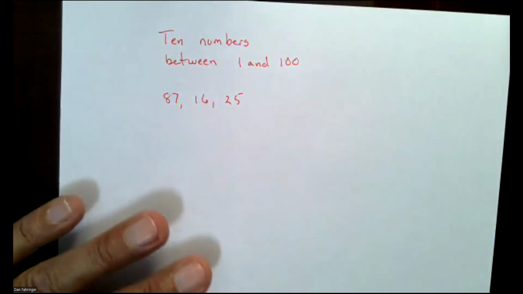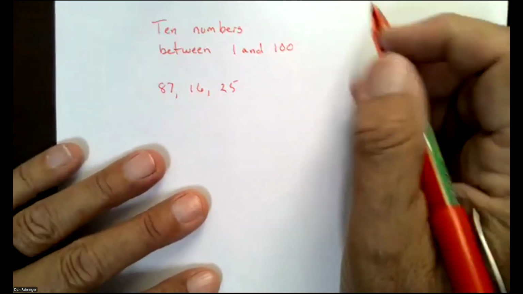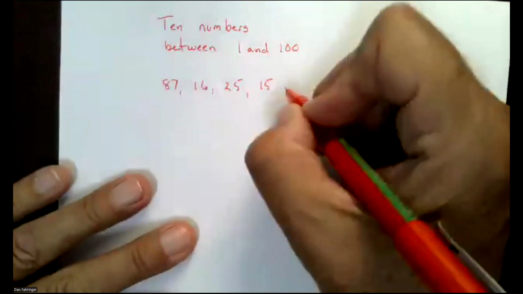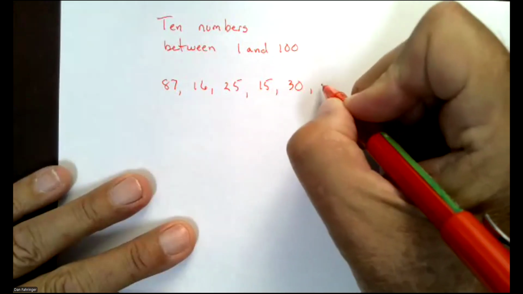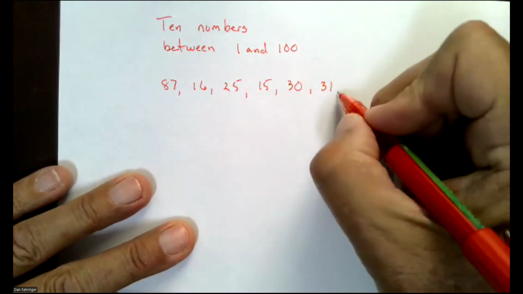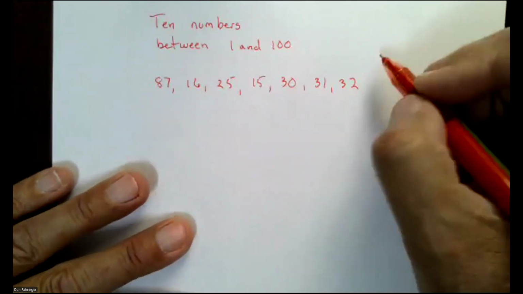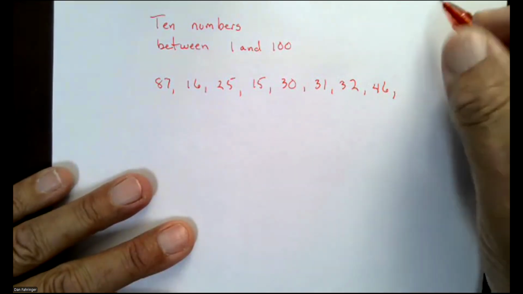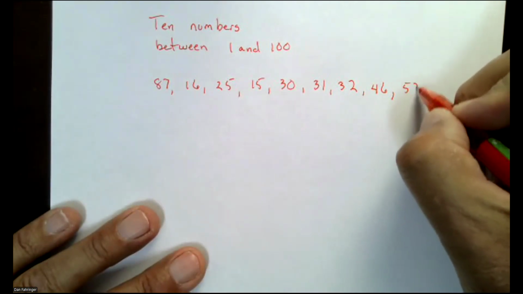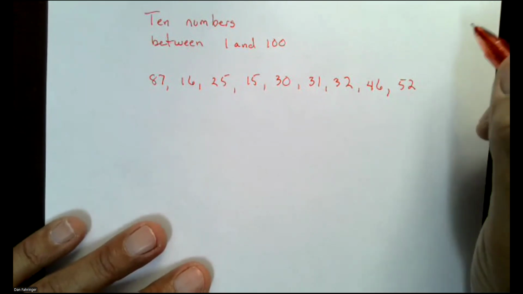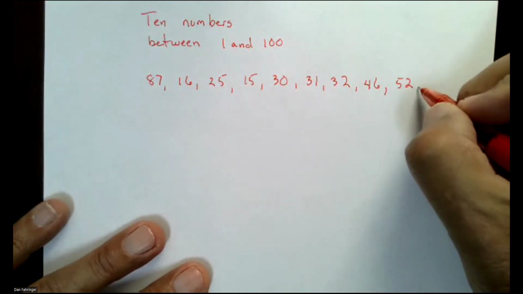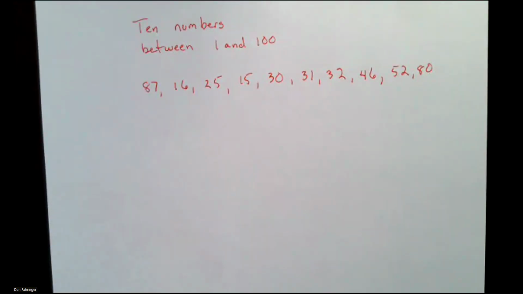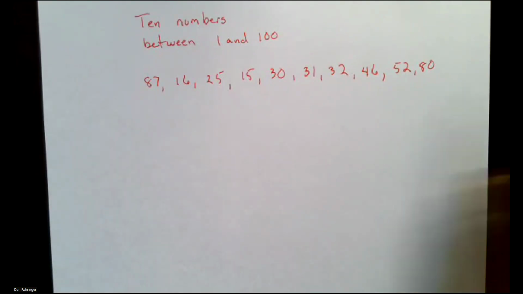25. Hang on, my nose itches. 15, 30, 31, 32, and 46. 1, 2, 3, 4, 5, 6, 7, 8. I need a couple more numbers. 52 and, oh boy, 80. Store those in a hash table.